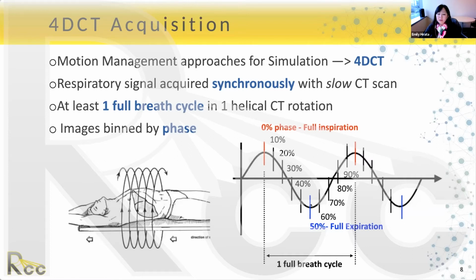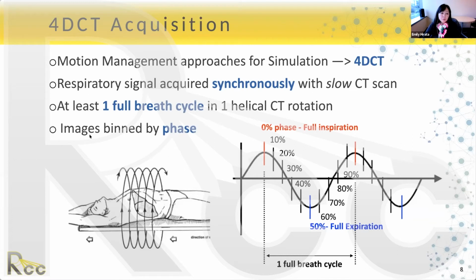50% phase refers to full expiration. That is the trough of the phase. And then 10, 20, 30, 40, and all the other phases in between are just divided up evenly, or spaced evenly, between 0 and 50, or between 50 and the next 0. Okay. And so you want one full breath cycle, meaning peak to peak or trough to trough, at least one full breath cycle per rotation of the CT.